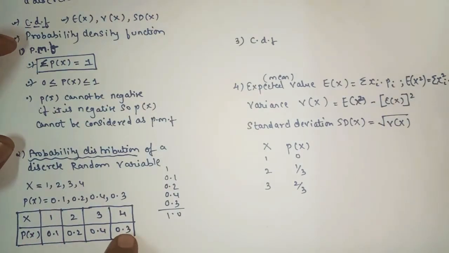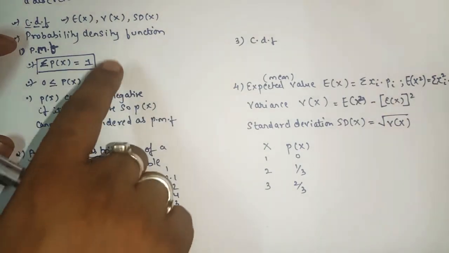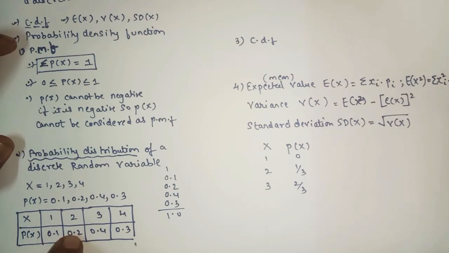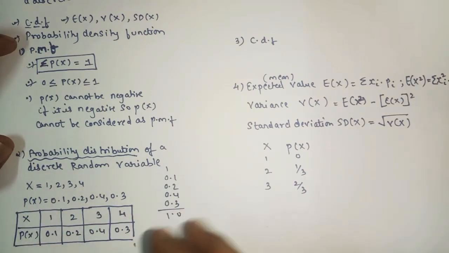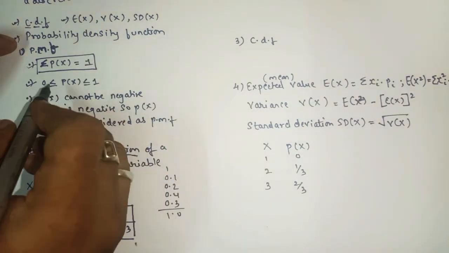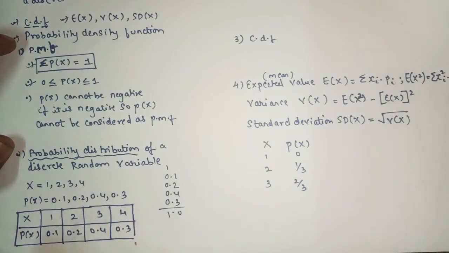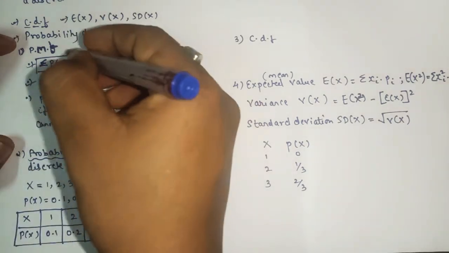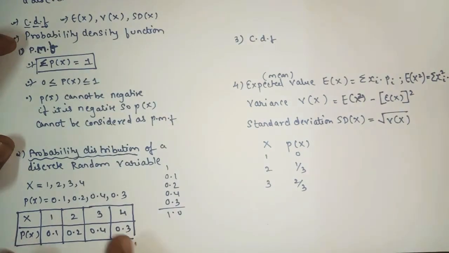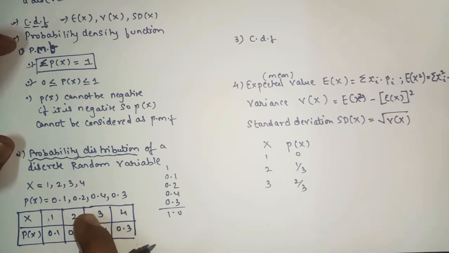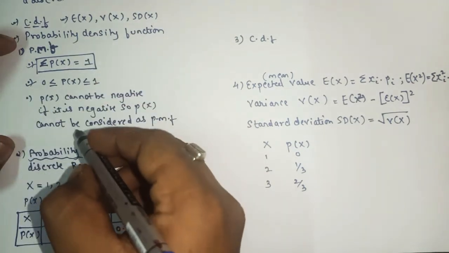If in a box you see that the value is more than 1, like 1.2, 2.2, or any other number than 1, or less than 0, which means a negative value, straight away you will say that it is not a PMF. To decide whether a probability distribution P of x which is given is a PMF or not, you have to remember these 3 points.